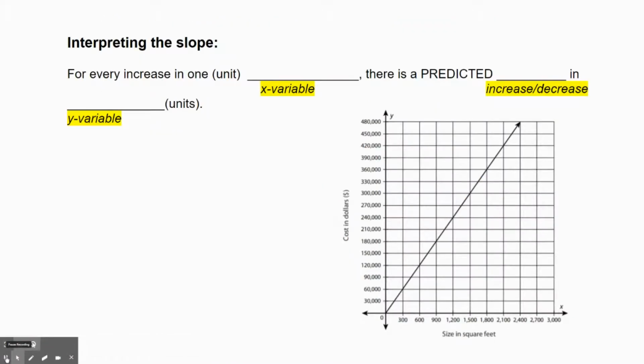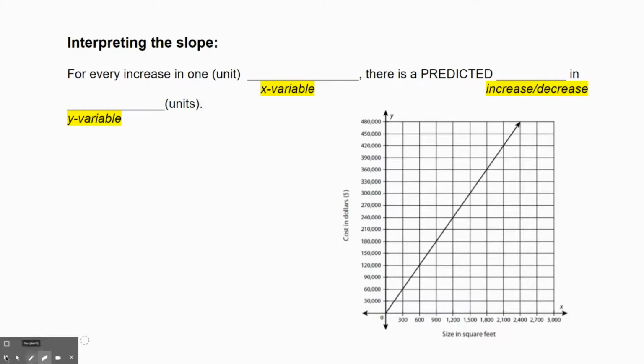Take a moment to write down this interpretation of the slope. It follows this formula every single time. For every increase in 1 unit in whatever your x variable is, your explanatory variable, there's going to be a predicted either increase or decrease. Depending on whether your slope is positive or negative will determine the increase or decrease. So if it is a positive slope, it's going to be an increase. We're predicting an increase in whatever the y variable is. So let's actually use the context of this problem.